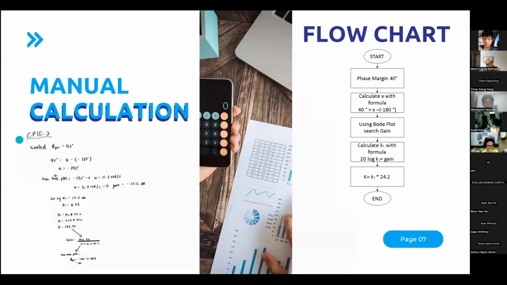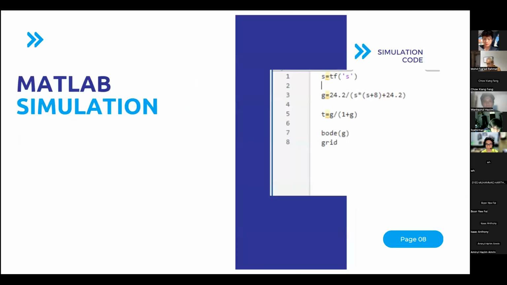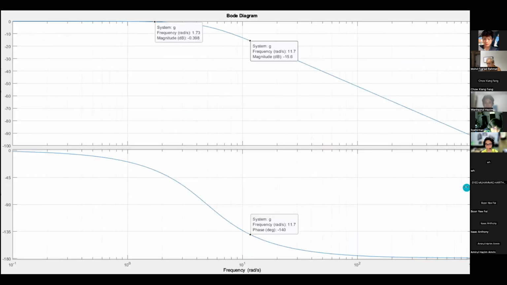Using the gain, we can search for K1. Using the formula 20 log K1 equal to the gain, we can say that K1 equals 6.03. To search for K, we use the 24.2 from the question and multiply with 6.03, and we will get K.